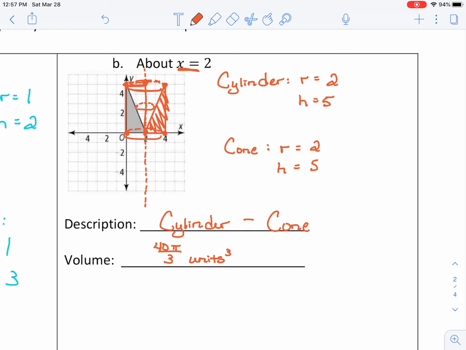cubic units. And if you try doing that and it doesn't turn out to be that, there's a chance I'm just wrong because I didn't show any work, and that's always a bad plan. But it's also a good chance that you might have typed it in wrong.